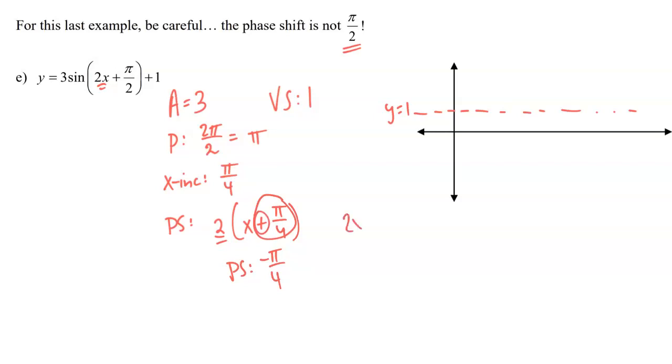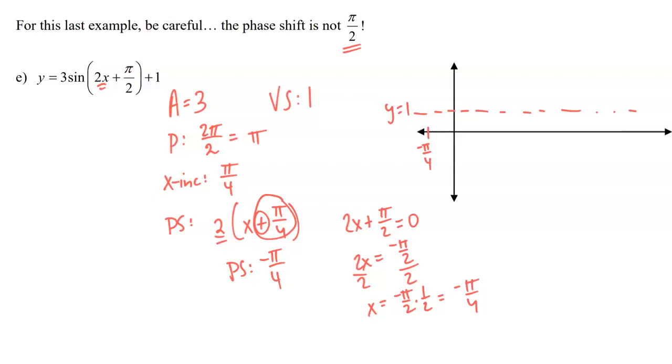If you set the parentheses equal to 0 and solve, then that's going to say 2x is equal to negative pi over 2. Divide both sides by 2, and so x is going to equal negative pi over 2 times 1/2, which again will be negative pi over 4. So either way, we know our starting x value is negative pi over 4.